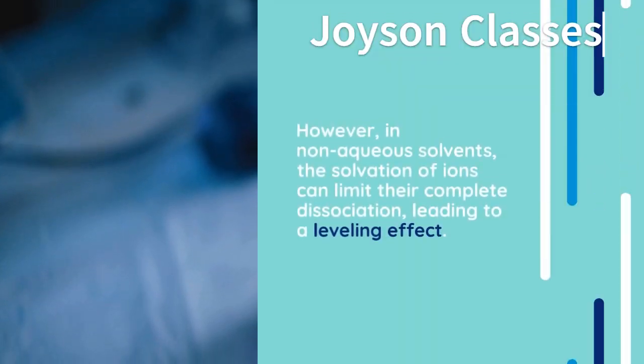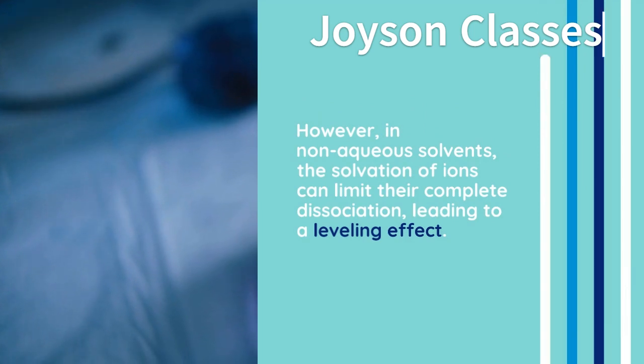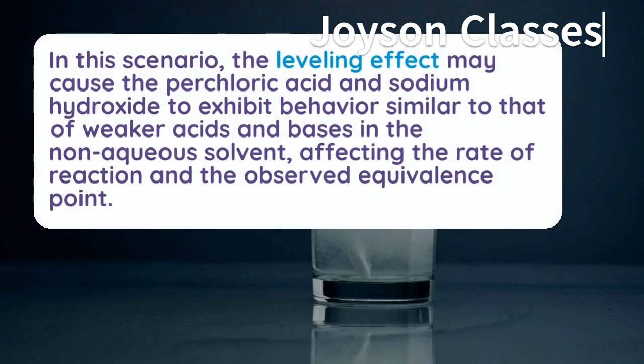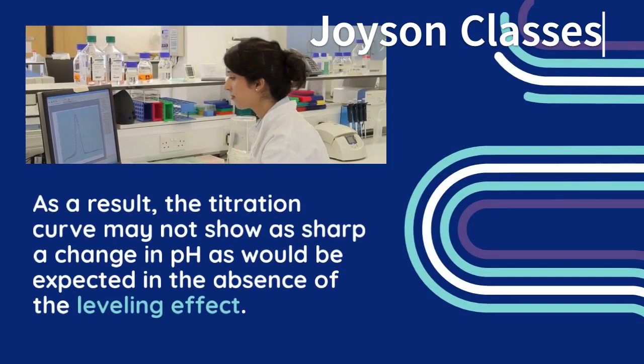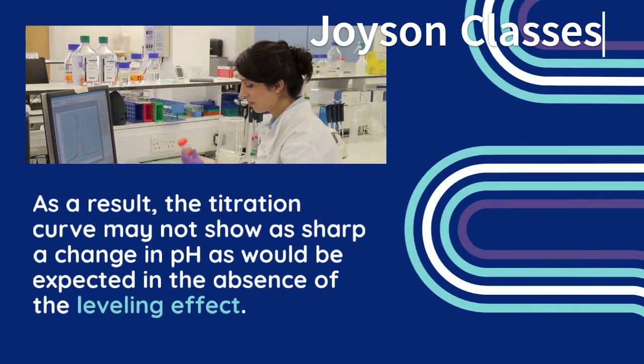However, in non-aqueous solvents, the solvation of ions can limit their complete dissociation, leading to a leveling effect. In this scenario, the leveling effect may cause the perchloric acid and sodium hydroxide to exhibit behavior similar to that of weaker acids and bases in the non-aqueous solvent, affecting the rate of reaction and the observed equivalence point. As a result, the titration curve may not show as sharp a change in pH as would be expected in the absence of the leveling effect.